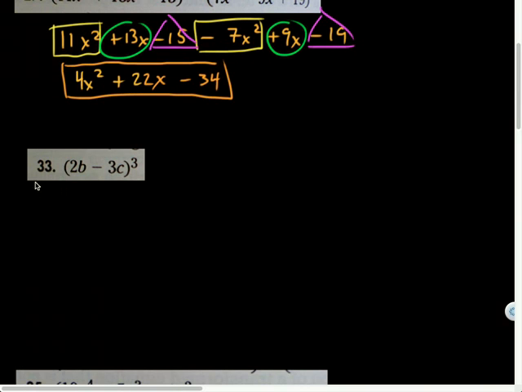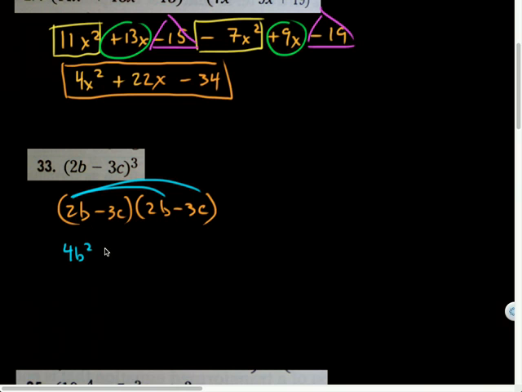Problem 33. I could do this two ways. I could write this as 2b minus 3c multiplied by 2b minus 3c. Then you have to do it again afterwards, right? You have like 3 parentheses at the end, because you can't do 3 parentheses together. Oh, it's cubed. I didn't even notice the cubed.